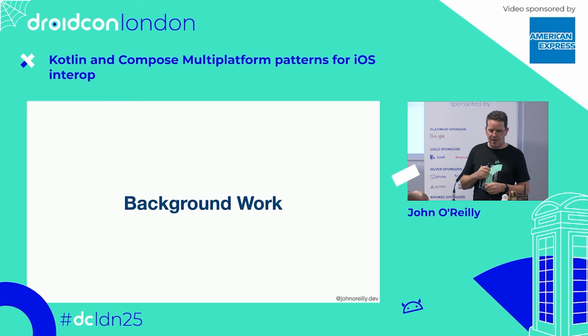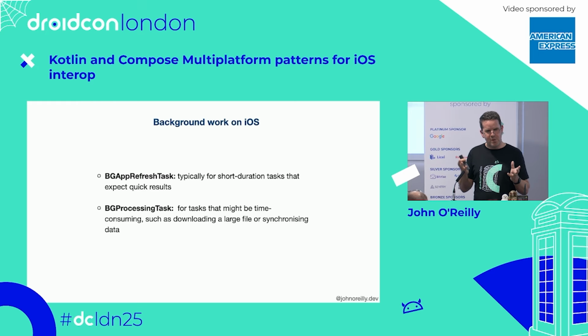Okay, next up I'm going to talk a little bit about how we can run background tasks on iOS in a KMP and CMP app. So there are two basic types of background tasks on iOS, BGAppRefreshTask and BGProcessingTask. BGAppRefreshTask is typically for short duration tasks that expect quick results, whereas BGProcessingTask is for tasks that might be time consuming, such as downloading a large file or synchronizing data.